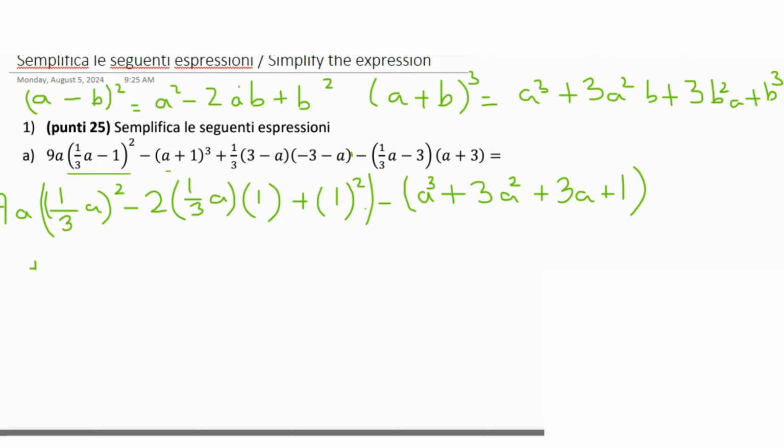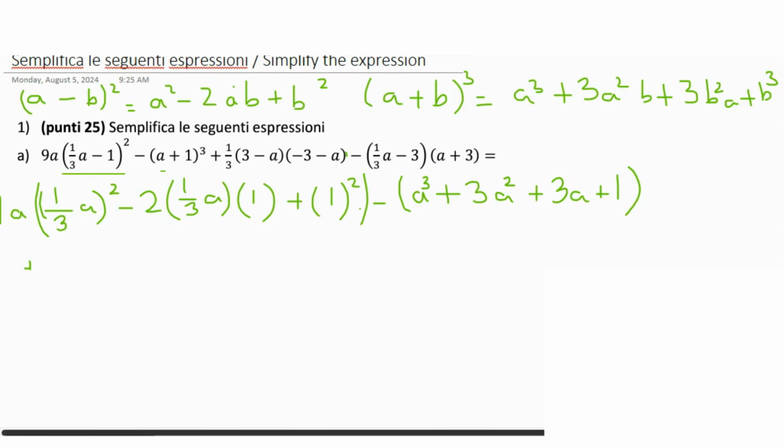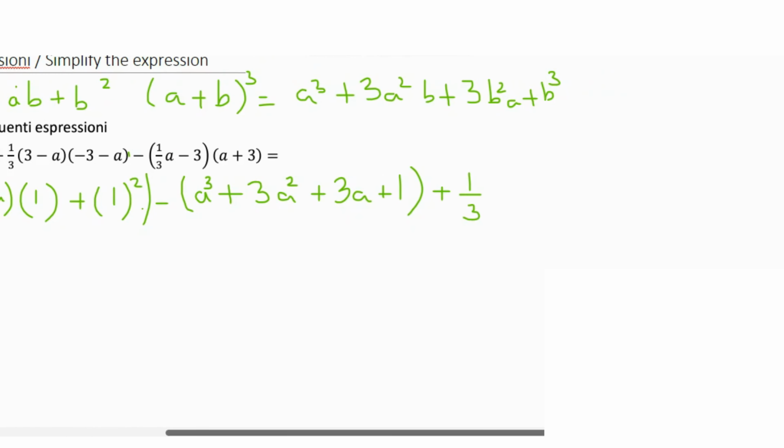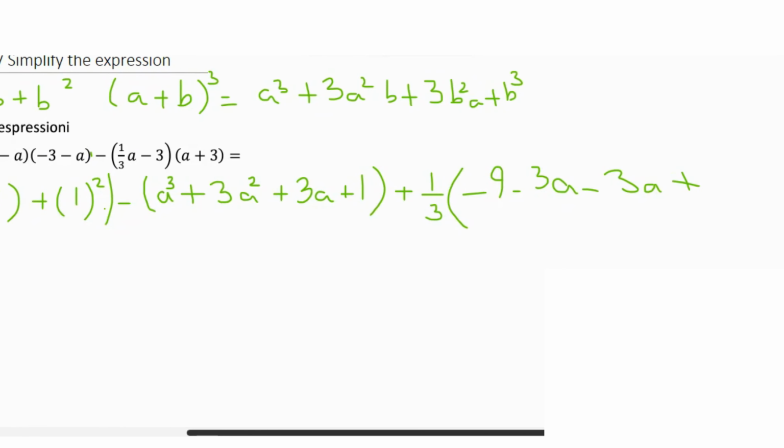Right? Now moving on to this part. This actually turns out to be a formula as well, but let's just distribute the two parentheses with each other. It will become 3 times 3, what? It's minus 9, minus 3a, minus 3a again, plus a squared.